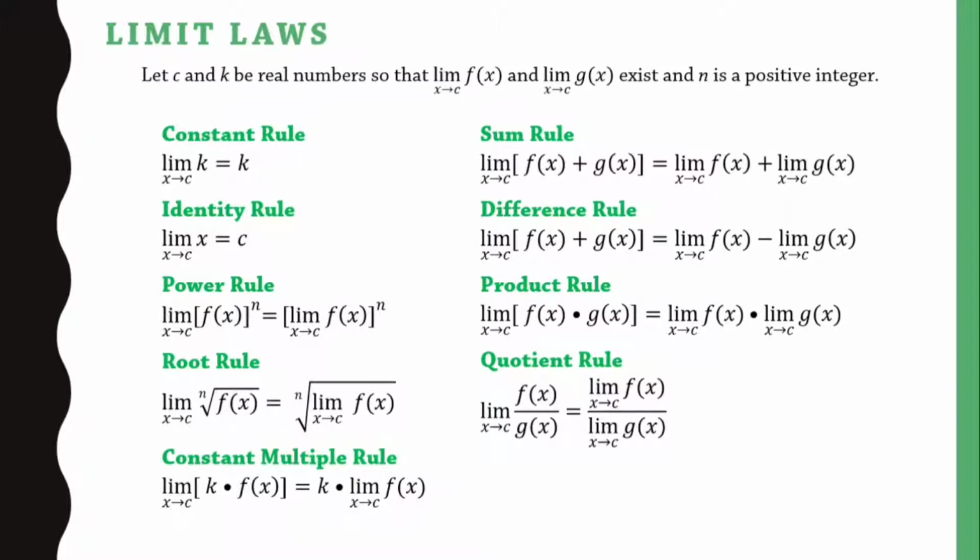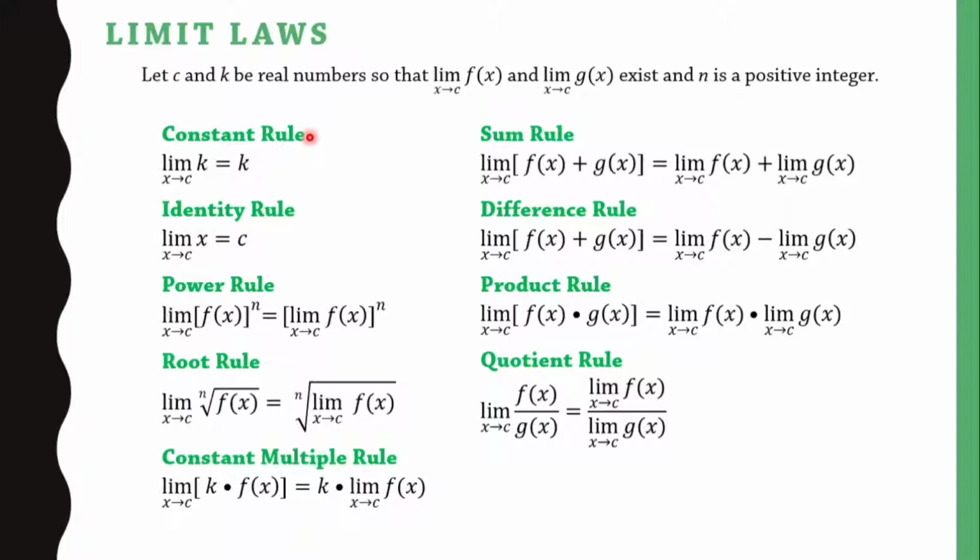Now take note, the limit laws state that for c and k, which are real numbers, the limit of f of x as x approaches c and the limit of g of x as x approaches c exist, and n here is a positive integer. Now, the 9 limit laws are true if the following situations above are also true.